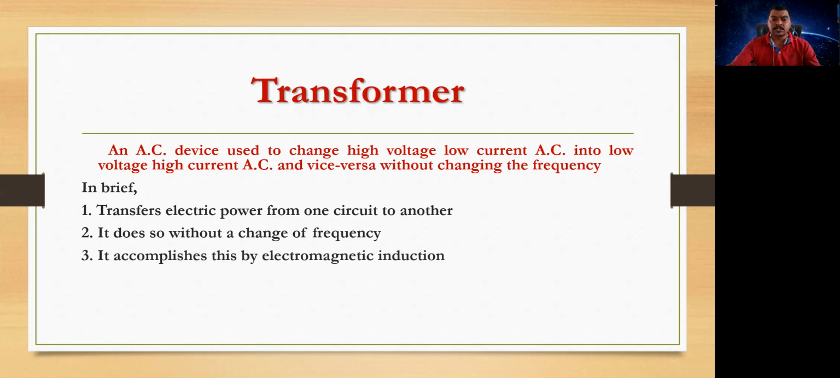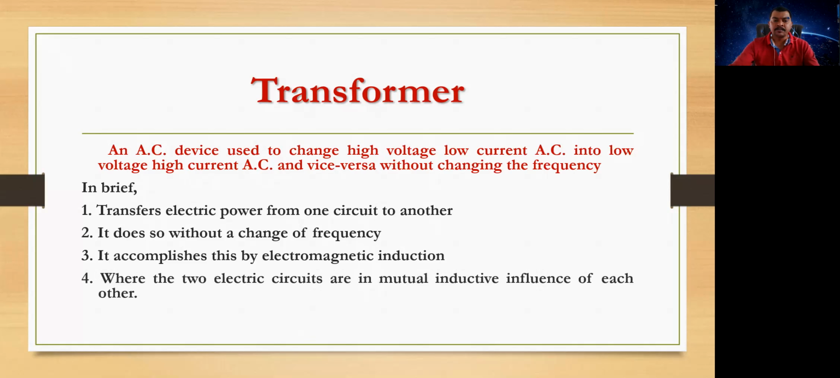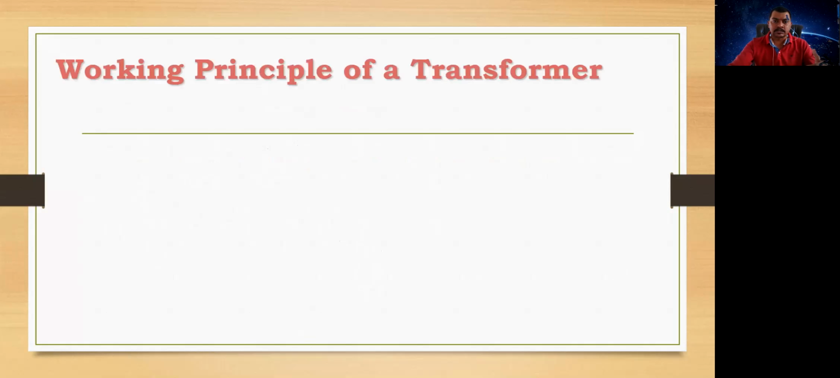Now it accomplishes this by electromagnetic induction. This is the concept that we have studied. Whenever AC current is passed through one coil, EMF is induced in the other coil. This is called the concept of electromagnetic induction, where the two electric circuits are in mutual inductive influence of each other. Inductive influence we are talking about. So induction comes into play. So there are two circuits.